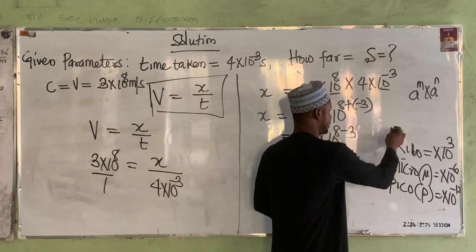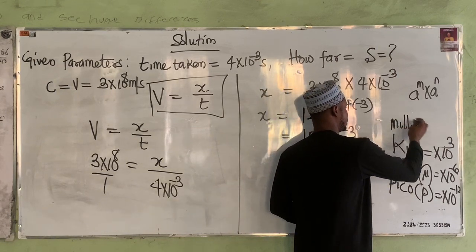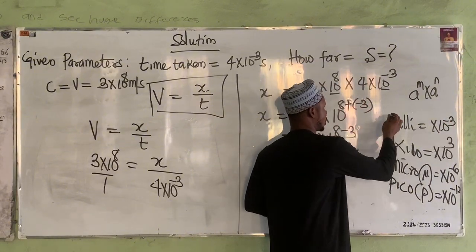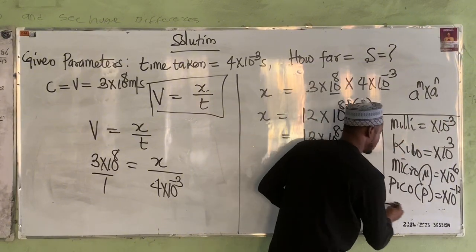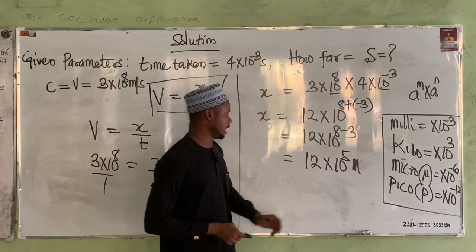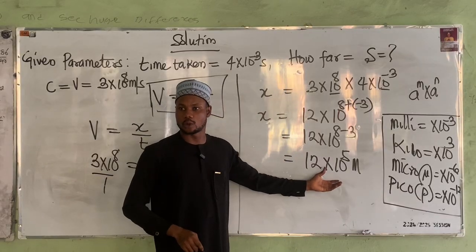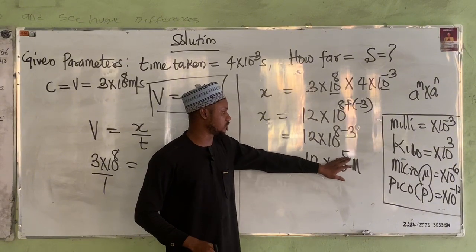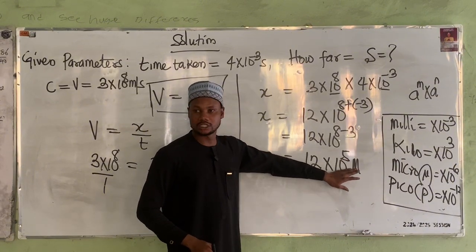We have milli. Milli is times 10 raised to the power of minus 3. Please take note, so you can use this to convert. Very important. But our intention here is to convert this from meter to kilometer. How do we convert this 12 times 10 to the power of 3 meter from meter to kilometer?